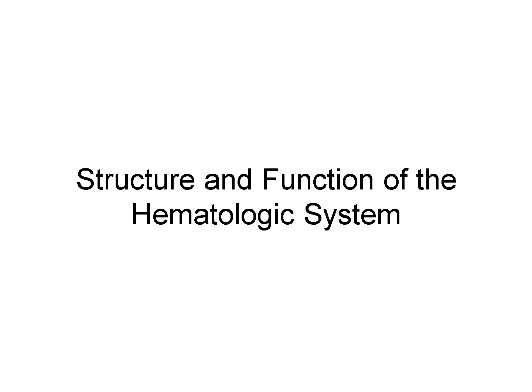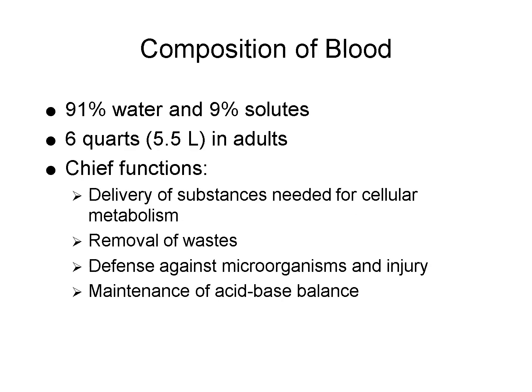Structure and function of the hematologic system. Blood is composed of approximately 91% water and 9% solutes. In adults, the total blood volume is about 6 quarts or 5.5 liters.